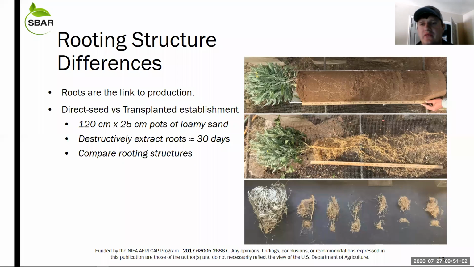Each one of those piles represents a 20 centimeter section going down through the pot. So we do this so that we can compare root growth down through that soil profile between the direct seeded plants and the transplanted plants. And what we're doing here is collecting above ground biomass, collecting rubber, resin, and then all the different above or below ground biomasses. And we're also looking at how the root structures differ from a morphological standpoint. Next.